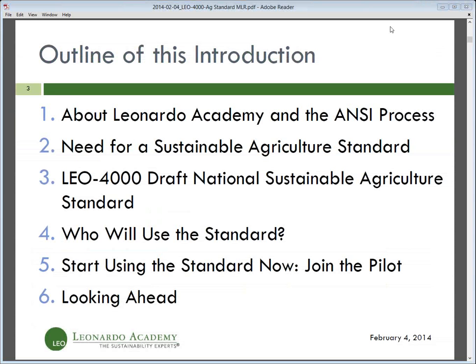So here's an outline of this introduction. First, we'll talk a little bit about Leonardo Academy and the ANSI process. Then we'll talk about the need for a sustainable agriculture standard. Then we'll talk about LEO 4000. We'll talk about who will use the standard. We'll talk about how you can start using the standard now by joining the pilot, and then looking ahead.